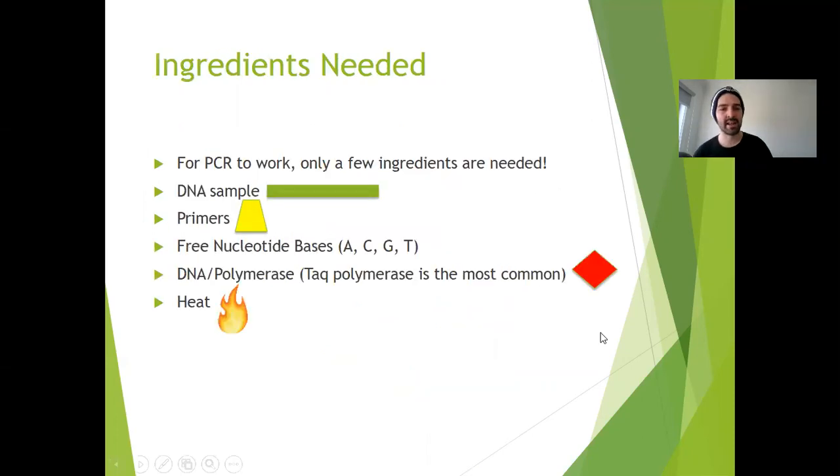So for PCR, we need a couple of things. We need our original DNA sample. We need molecules known as DNA primers. We need nucleotide bases, so our As, Cs, Gs, and Ts. And we need a DNA polymerase, and often you might see it referred to as Taq polymerase. That's just a type of DNA polymerase we're going to be using. And lastly, we need heat. So we're going to go through and discuss how those molecules work to make the PCR reaction.